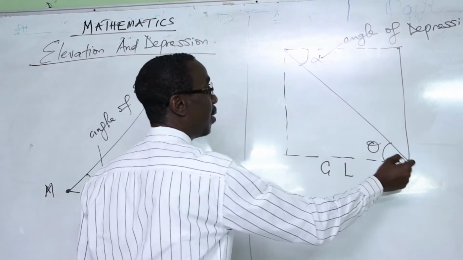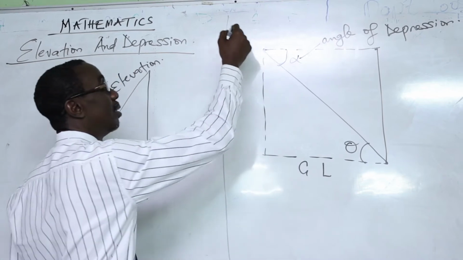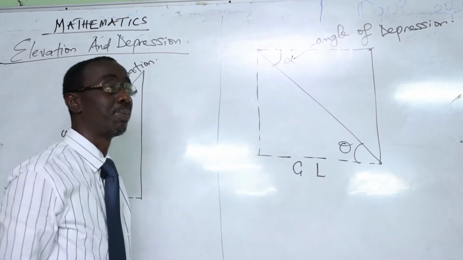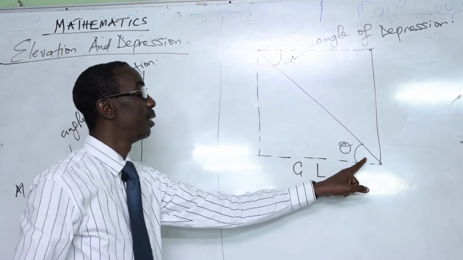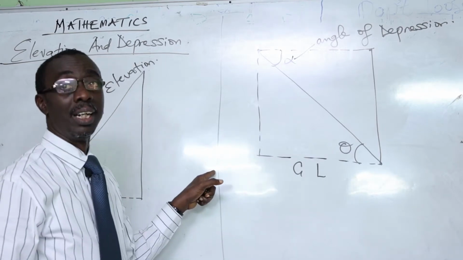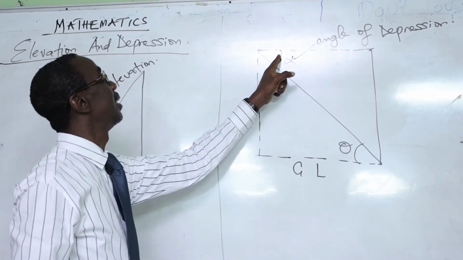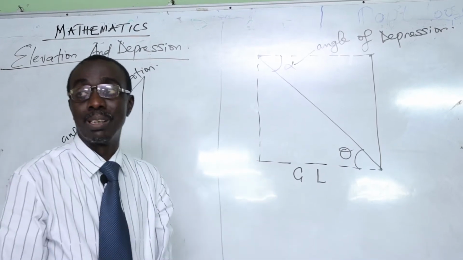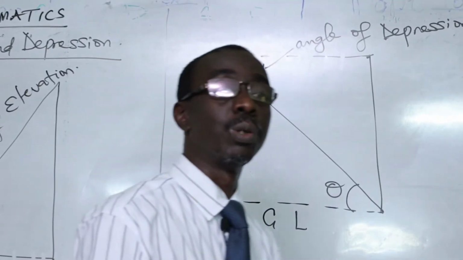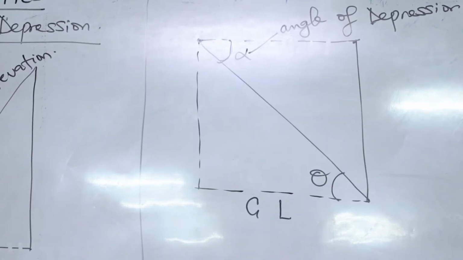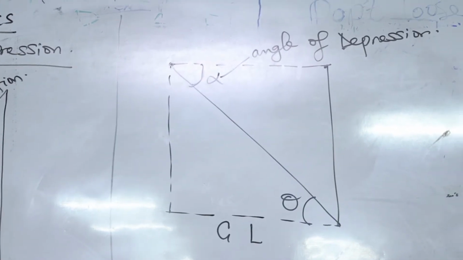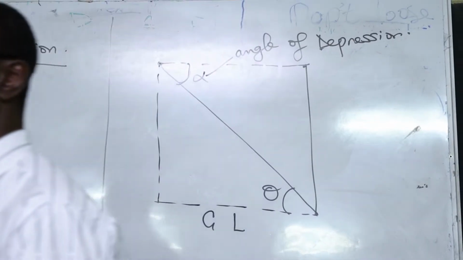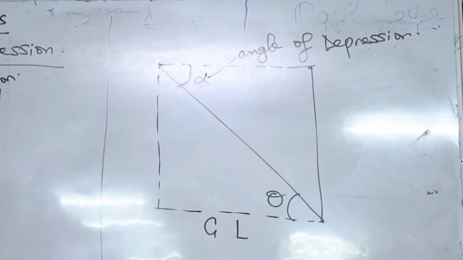If I close this up, this represents elevation. Looking at the top of a particular thing is representing elevation, because this will now turn to high level. And this is representing what? Depression. And if you bring the two together in a particular diagram, they will be equal to each other, because those angles are called alternate angles. Are we communicating? Yes, sir.